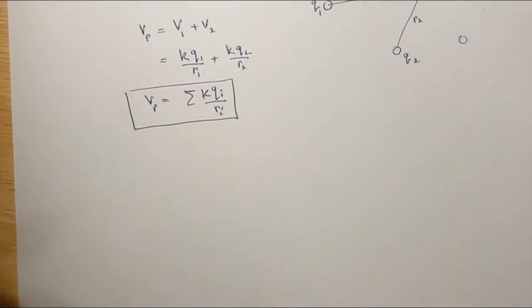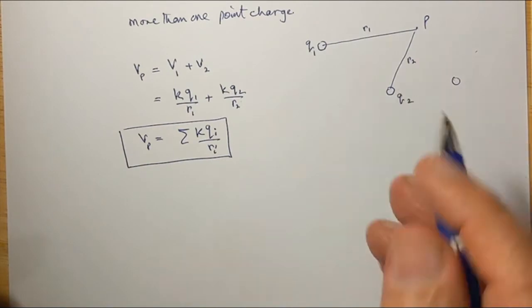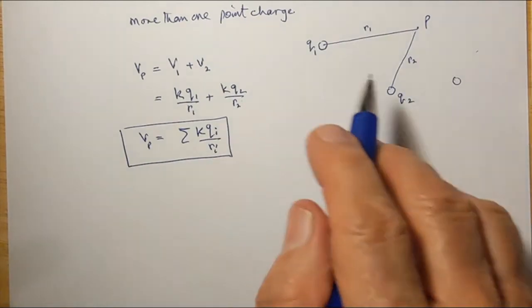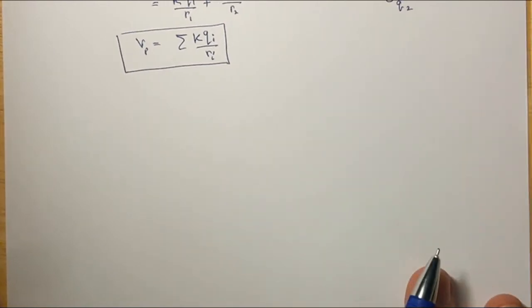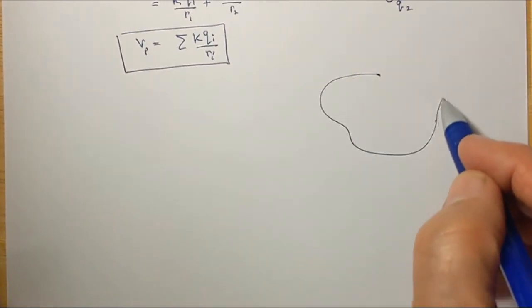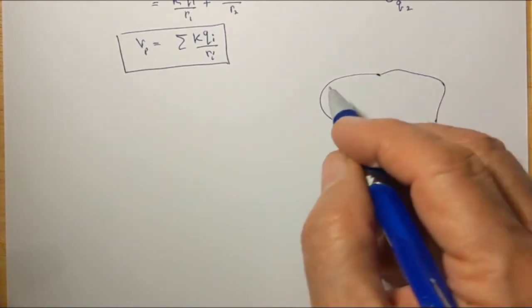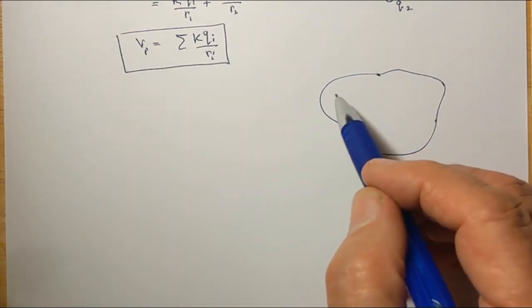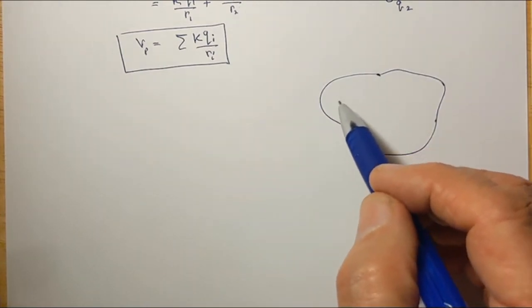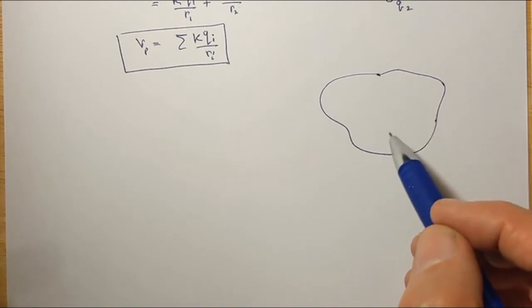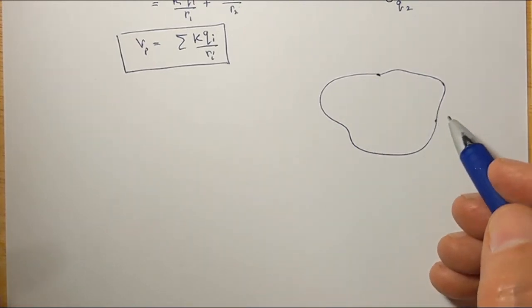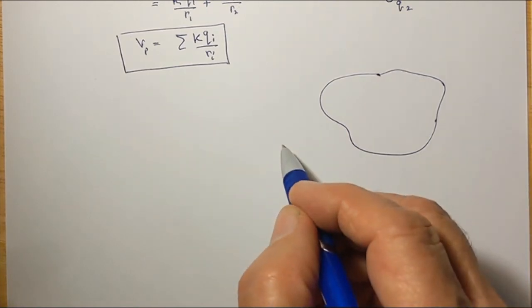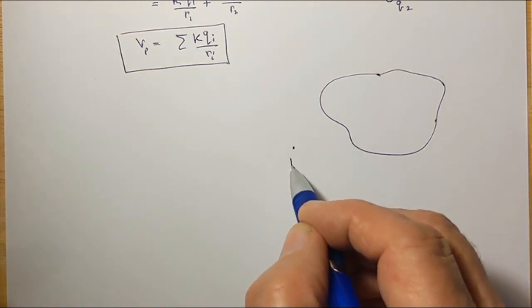Now, if you don't have a few discrete or distinct point charges, but we have a cloud, so there's a region of space where there is some charge, and the charge may be more concentrated here, it may be less over here, so different places may have different charge densities. And we want to find the electric potential at the point P.